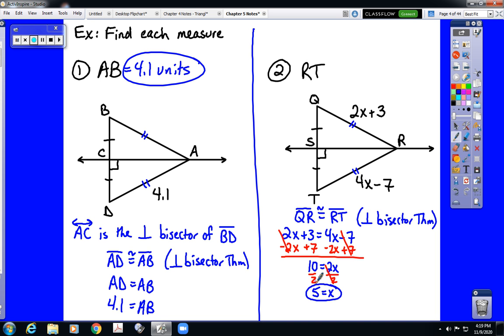Now that's great, but that does not answer the question. We were asked to find the length of RT. So what we're going to do is plug 5 in for x. RT is listed as 4x minus 7, so that would be 4 times 5 minus 7, or 20 minus 7, which is 13, meaning that RT has a length of 13 units.